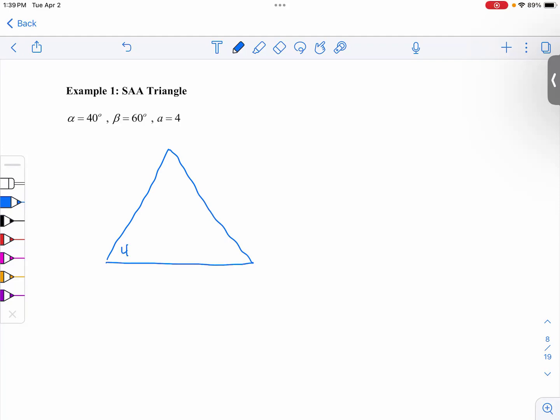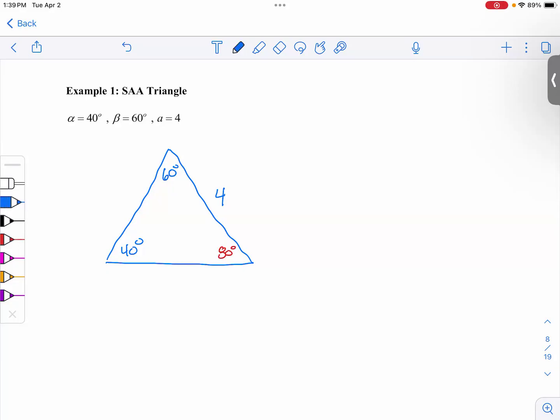So alpha, so 40 degrees, 60 degrees. And so A always corresponds opposite alpha, which means that side is over here. And with that information, I could find the remaining stuff and always do the easiest things first. So what's the easiest thing to find? It takes almost no calculation. The other angle. And that other angle is 80 degrees.